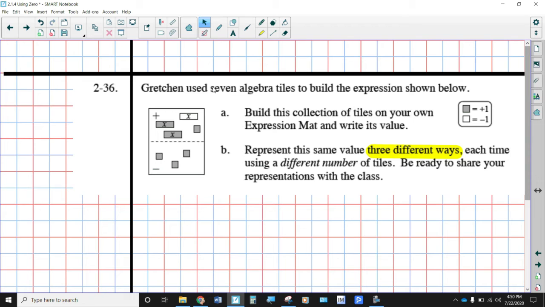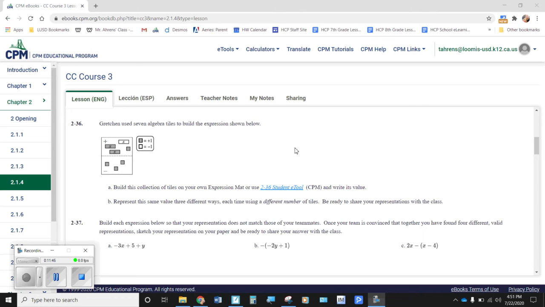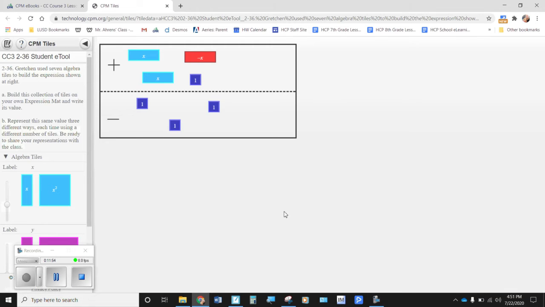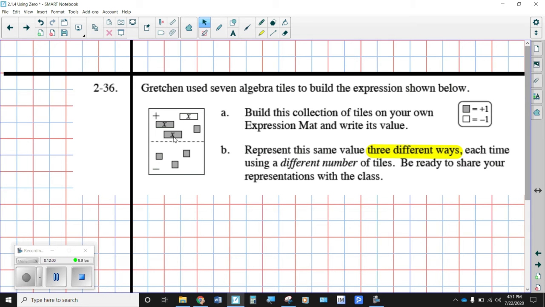So problem 36, Gretchen used 7 algebra tiles to build the expression below. Okay, so in the online book, you see problem number 36, it's got everything. You can use the student tool, the e-tool, and this has it set up exactly how it's set up here. And your task is to find 3 different ways, and you should use different numbers of tiles every single time. So essentially what you're going to be doing is look for 0 pairs and remove the 0 pairs.